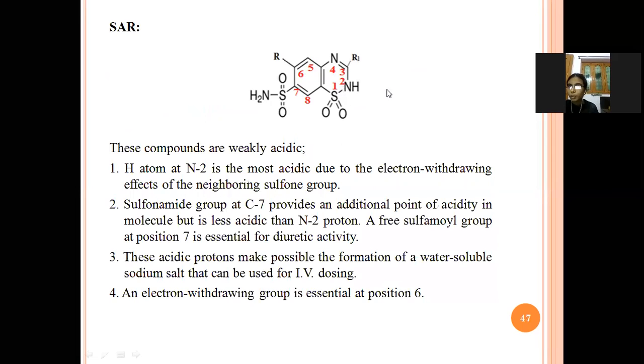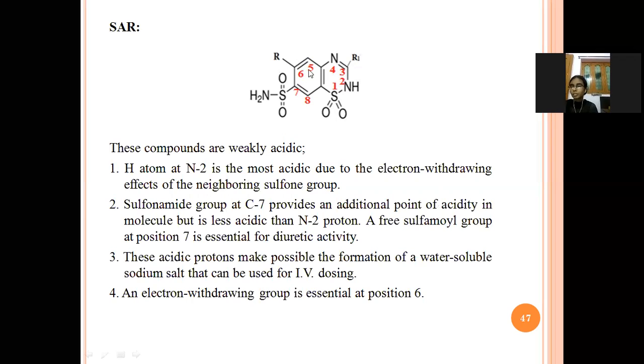In the second position, on the nitrogen atom, if the hydrogen atom is there, it turns acidic in nature and it will affect the neighboring sulfur group. That is, in the first position the sulfur group is affected. In the seventh position, the sulfonamide group is essential for the activity. And if it is water soluble, it can be easily prepared for intravenous dosing. And in the sixth position, if the electron withdrawing group is there, it is essential for the activity. And the third position is also essential for the activity.